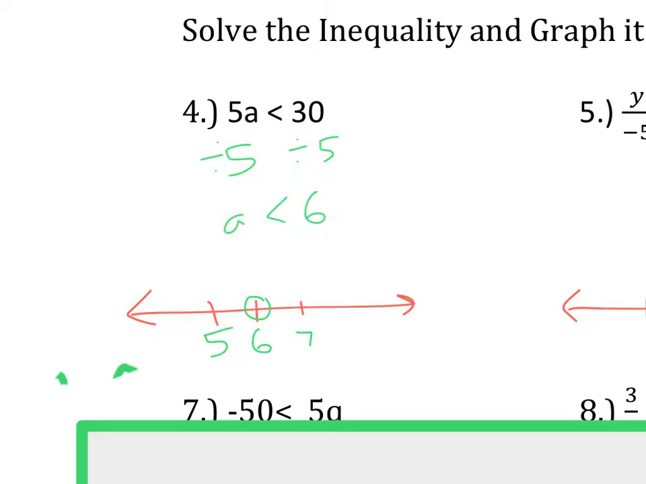If I think about numbers that are less than 6, that would be like 5 and 4 and so on. And indeed, if I plug in 5 into here, notice how 5 times 5 would be 25. That's less than 30. So all the values less than 6 work. So that goes out that way, like that.